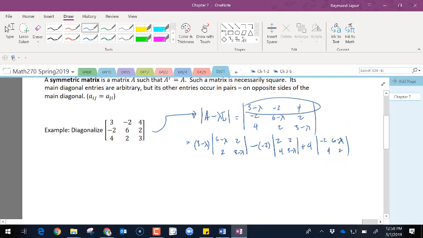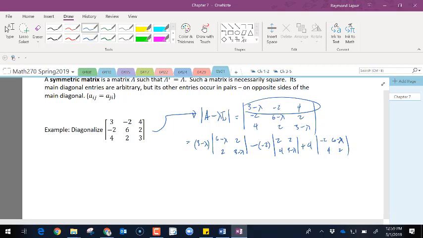Do you guys have a way to find eigenvalues in your calculators? No. Yeah. Yep.